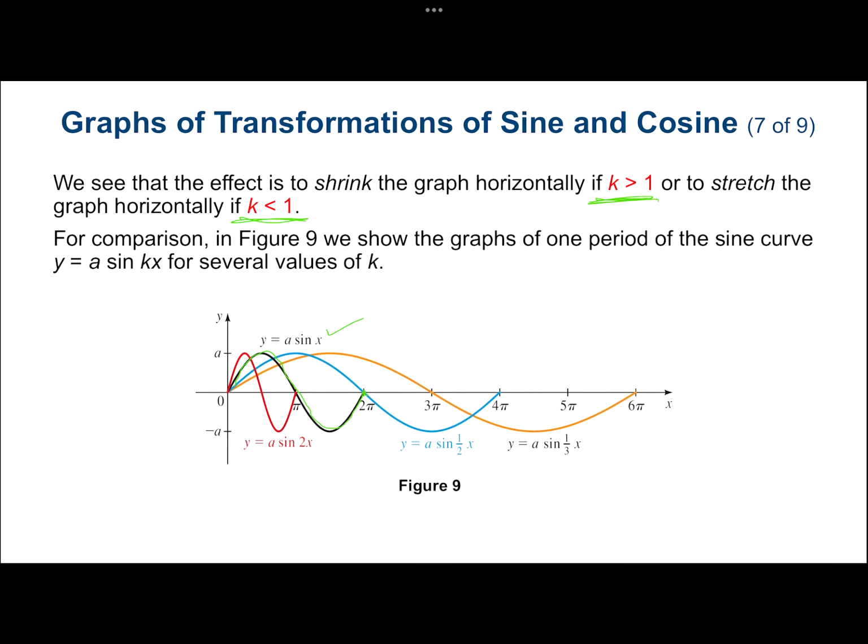So then if I do sine 2x as my red, so 2x means that I do that complete rotation to pi. 1/2 is our blue function. Notice it's spread out to 4 pi because this period would be 2 pi divided by 1/2, which is 4 pi, so it completes it. And then our sine 1/3 x goes all the way out to 6 pi. So that's just some examples. It wasn't in your notes, but just kind of showing you what's happening.